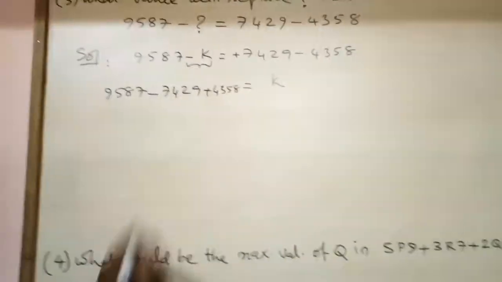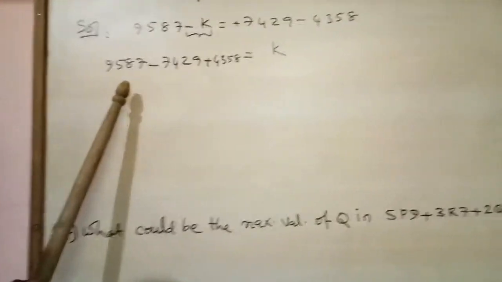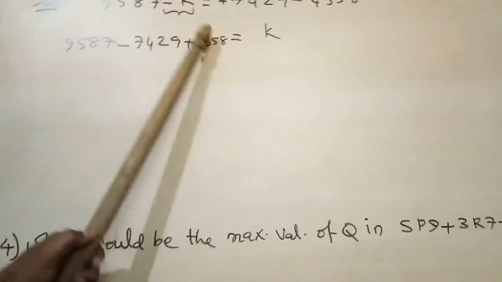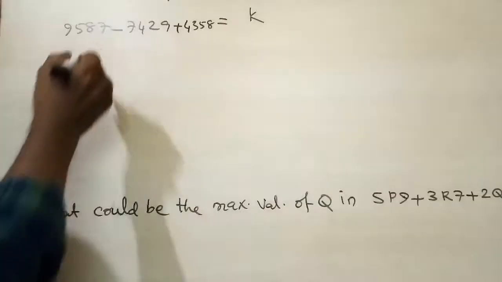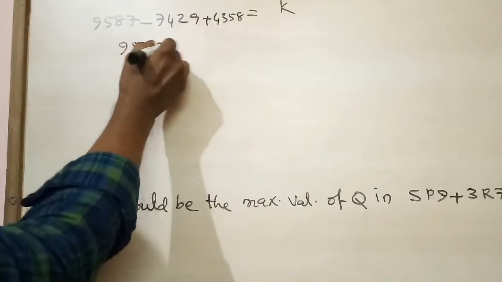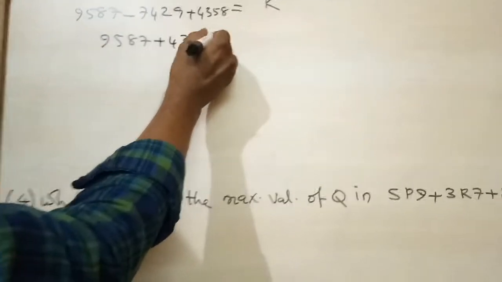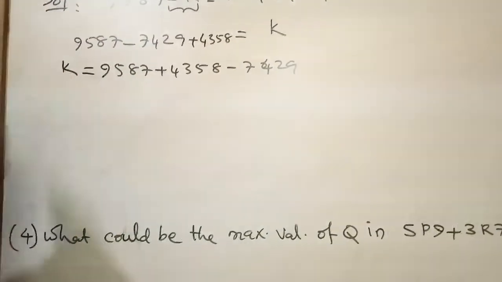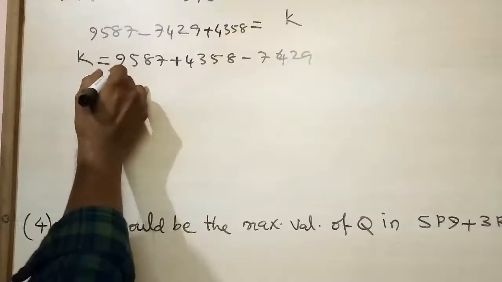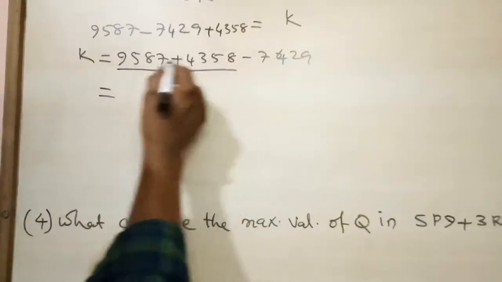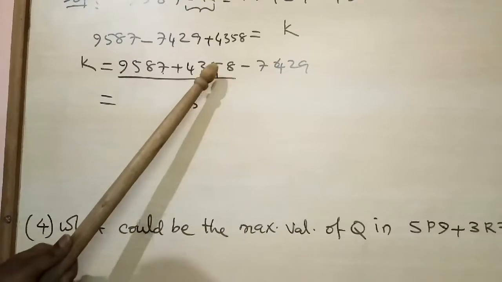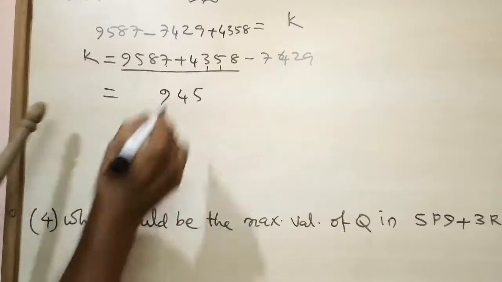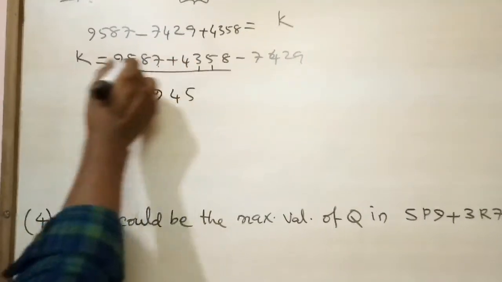4358. Here to get k, we have to subtract this number from the sum of these numbers. What is that? 9587 plus 4358 minus 7429, which is the value of k. Here first add these values. 8 plus 7, 15. 1 plus 5, 6. 6 plus 8, 14. 4 plus 5, 9. 4 plus 9, 13.